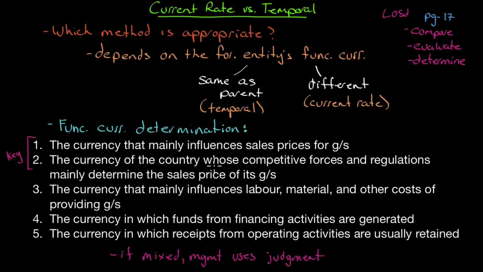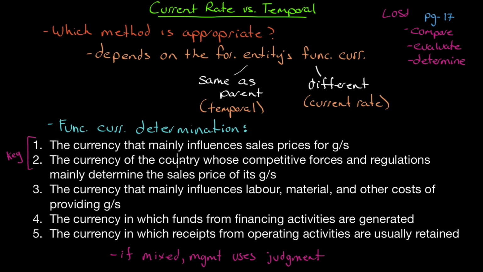What's number 2? The currency of the country whose competitive forces and regulations mainly determine the sales price of its goods and services. Well, inside you can buy alcohol. Well, guess what? That is a highly regulated substance in Ontario with lots of rules and licenses you need behind it, which means that you are subject to the regulations of the Canadian market and probably the competitive forces because, hey, if you're in Toronto, you got to compete with other venues, you got to compete with other sports, you got to compete with all sorts of things that you can do other than go to a hockey game. So number 1 and 2 right away would say, you know what? It looks like our functional currency is the Canadian currency.